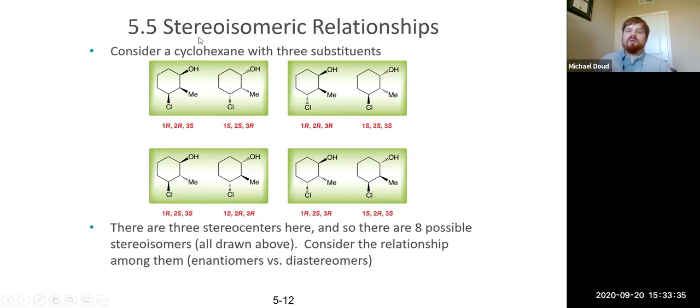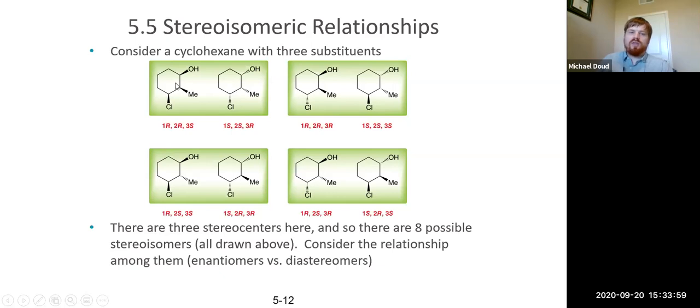So for example, if we have a cyclohexane that's substituted with a chlorine, a methyl group, and a hydroxyl group, or an alcohol, and you have 1R, 2R, 3S, its enantiomer has to be the opposite. It has to be 1S, 2S, 3R. That's the only way for this to be an enantiomer, and that's the only molecule that's an enantiomer.